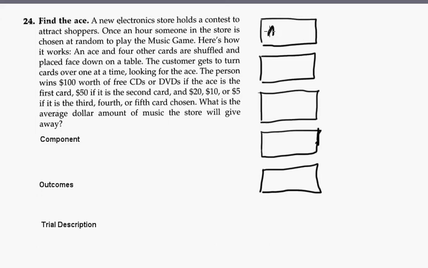So one's an ace. Let's say one's a king. One's a queen. One's a jack. And one's a 10. 10 of hearts, because we love math. Okay, so the component is just drawing one card.